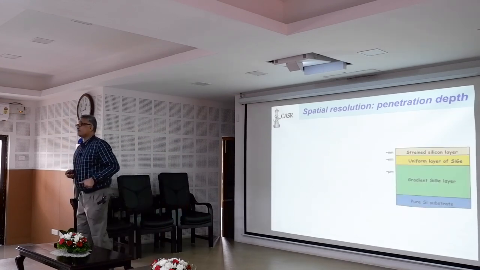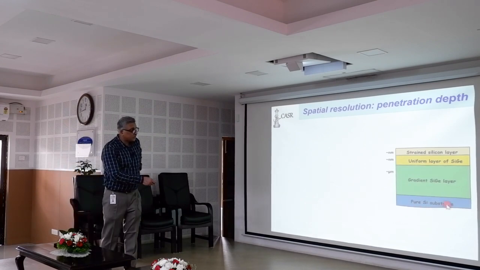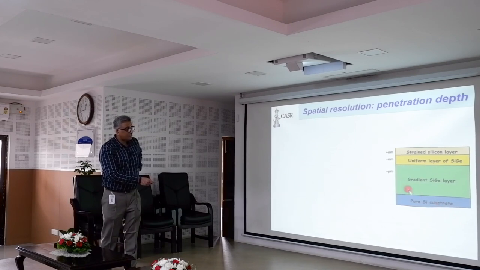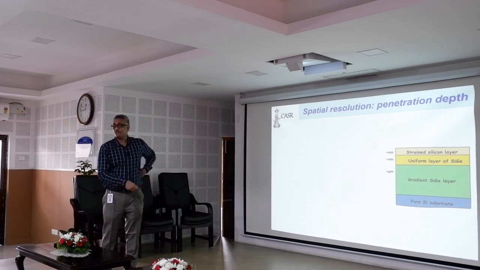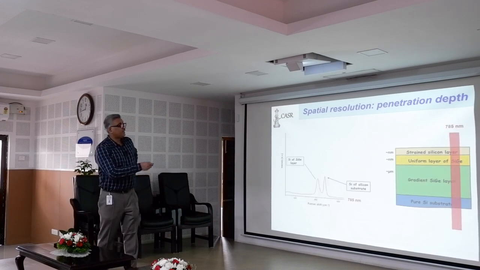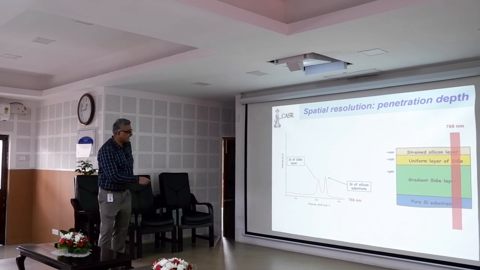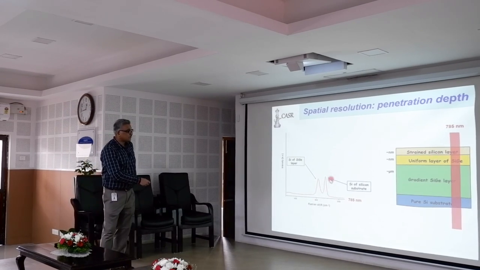Now what happens to my spectrometer if I take a device of it? So I have taken a pure silicon, deposited a silicon germanium layer, and on top of it I have very uniform silicon germanium, and then I put again silicon on top of it. Now if I do an experiment with IR laser, 785, it penetrates through all of them. So that means it will give me signal from here, signal from here, signal from here, signal from here. Now what has happened is I get this kind of a spectrum. This is because of the silicon at the substrate, and this is because of the silicon germanium layer.